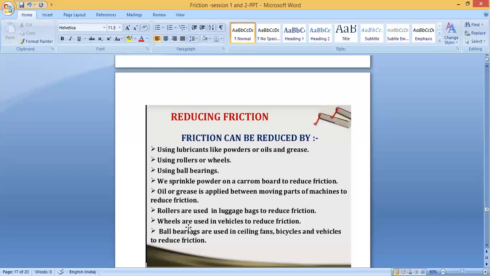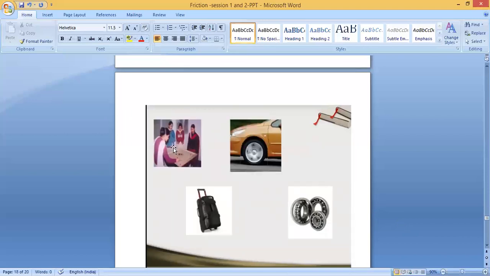So wheels are used in vehicles to reduce friction. Ball bearings are used in ceiling fans, same like bicycles and vehicles, to reduce friction. You can see all this. The carom board has sprinkled powder, so that the coins move very fast. Even the wheels, you can see here, this is also rolling friction, and it gives less friction. Clear? Rolling friction is less than sliding friction, and also only this much part is touching the ground, so only that much friction will be given. The entire body of the car is not touching the surface. Only this is touching.